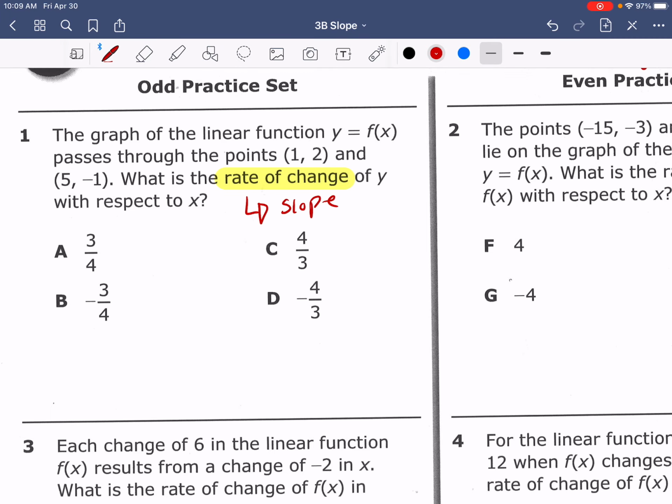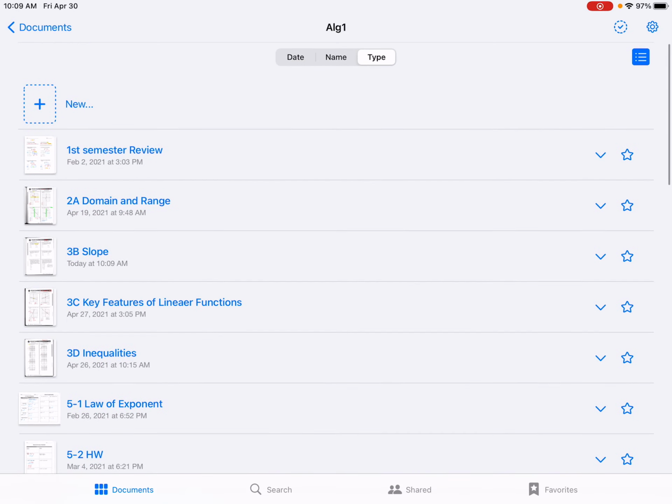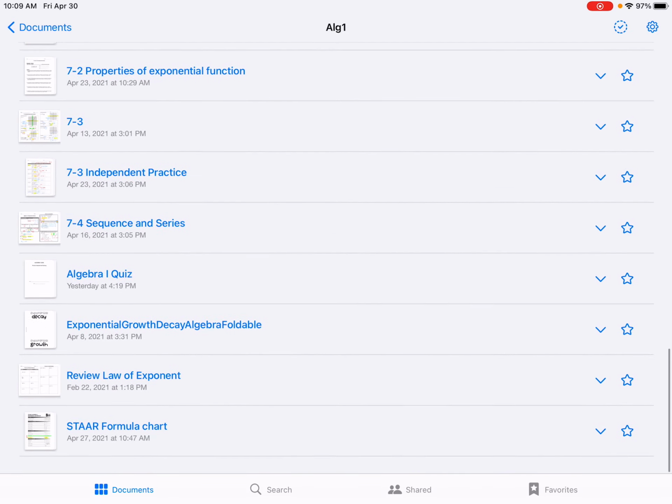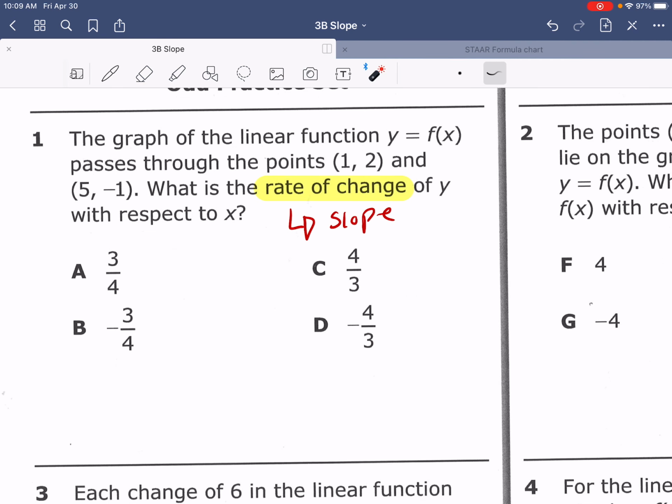And the good news is that you do not have to memorize the slope thing, because if you look at here, there's a formula chart, and as you can see, here's the slope formula, right? So you do not really have to memorize that. So let's find slope. How can you find slope? x1, y1, x2, y2. Always label it like that, and then you're gonna use slope formula: y2 minus y1 over x2 minus x1.